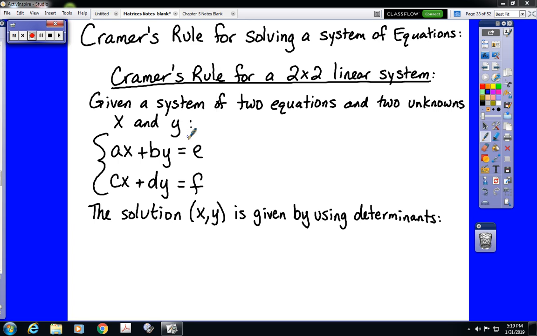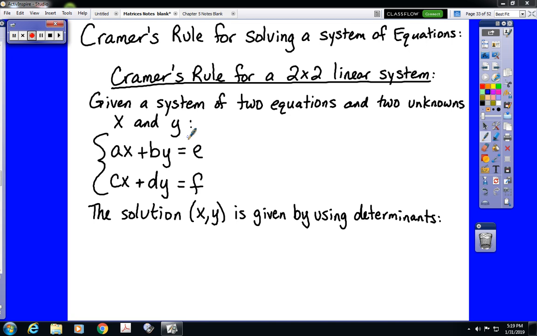This video will cover how to use Cramer's rule to solve a system of equations with two equations and two unknowns. Again, this is an alternate method that is going to use matrices and determinants in order to solve a system of equations. So Cramer came up with this rule. That's why it's named Cramer's Rule. He's a mathematician. I believe he's Russian, but I could be wrong about that, so don't quote me on it.